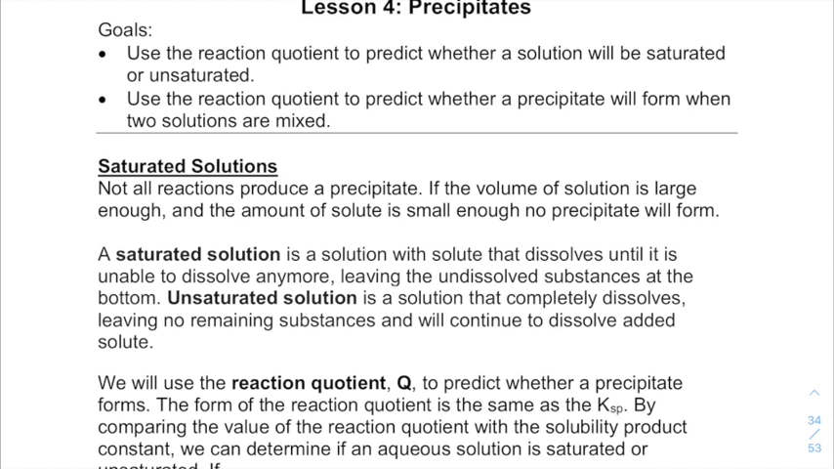So saturated solutions are the ones we talked about last time. These are solutions where the concentration of solute, that is the concentration of the dissolved ions in our case, is at the exact point where a precipitate would form if any additional solute was added. So it is a solution where the solute dissolves until it is unable to dissolve anymore, leaving the undissolved substances at the bottom. That would be saturated. So the saturated solution cannot accept any more solute into solution.